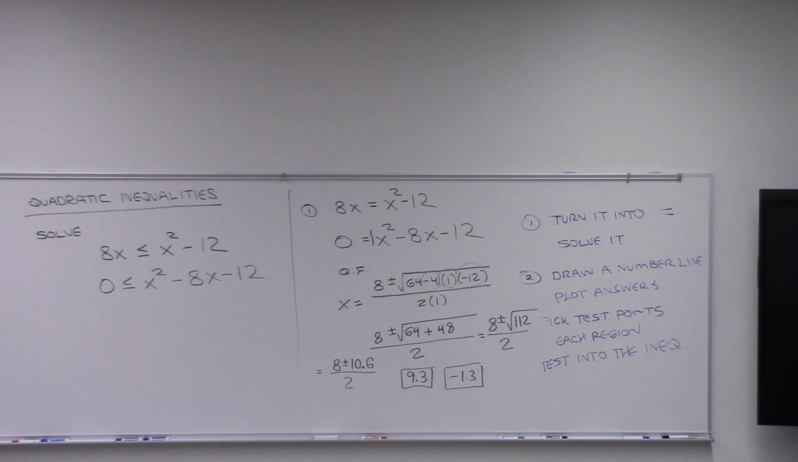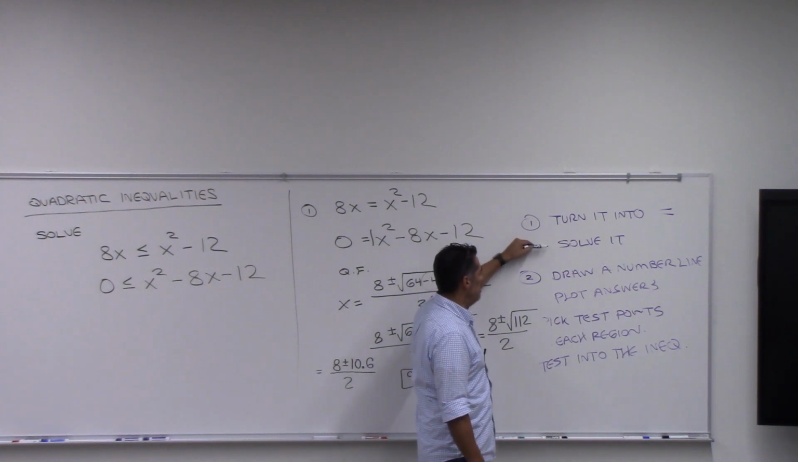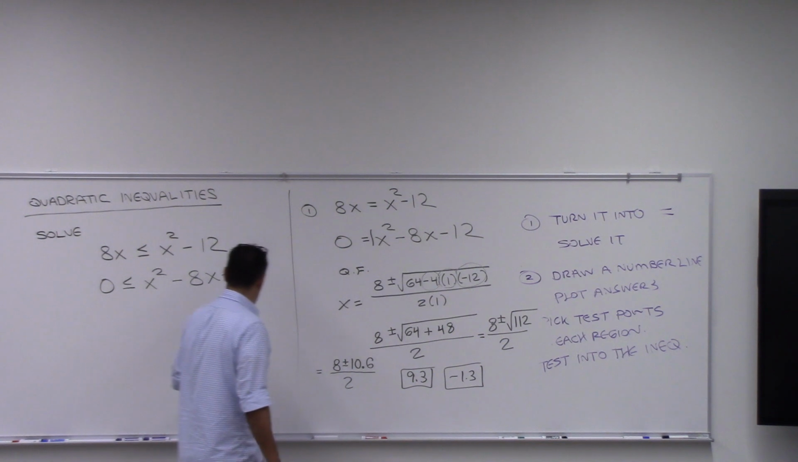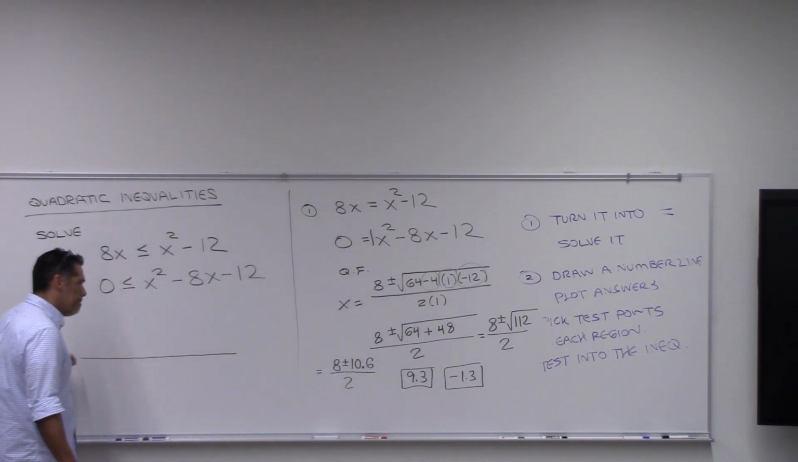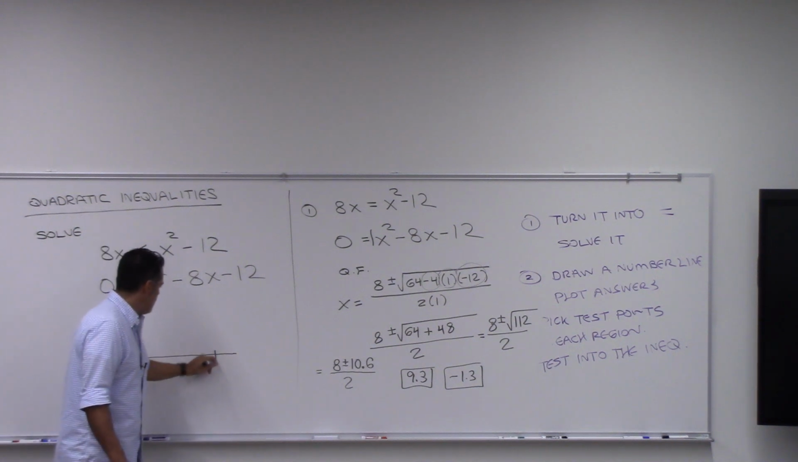All right, so we've got these, and now what? I solved it. Step one's done. Turn it into the equation and solve it. Now, I'm going to draw a number line. I'm going to plot those answers. Make sure I get them in the right order. Negative 1.3 is back here somewhere. 9.3 is here.